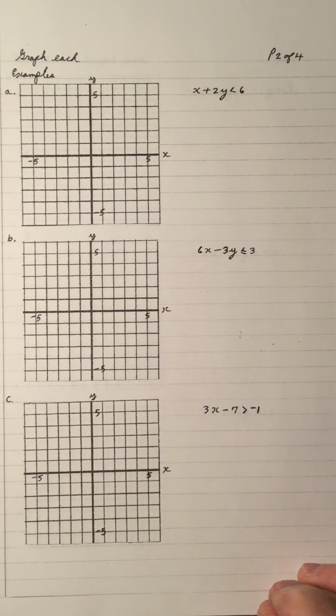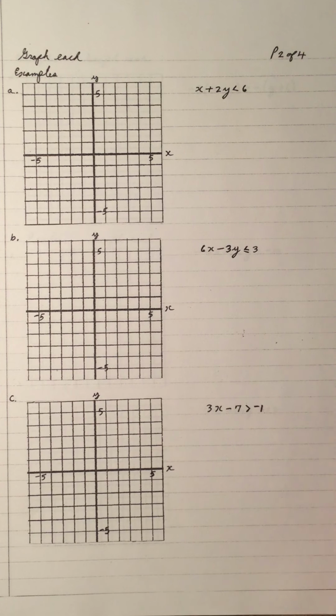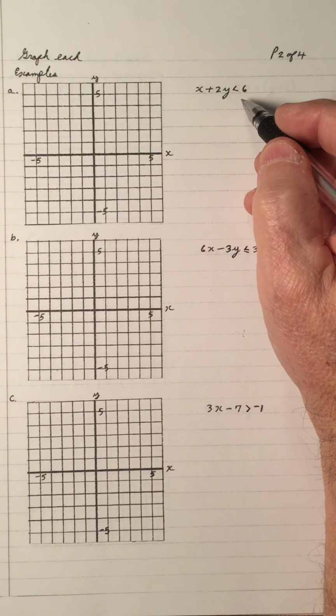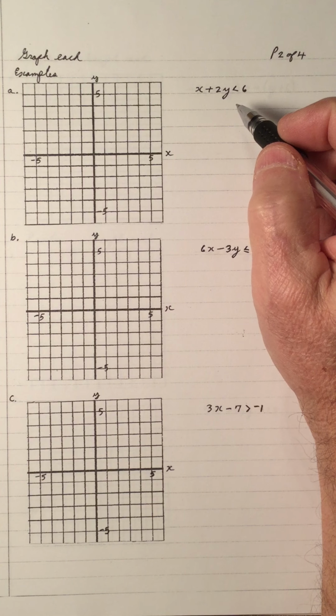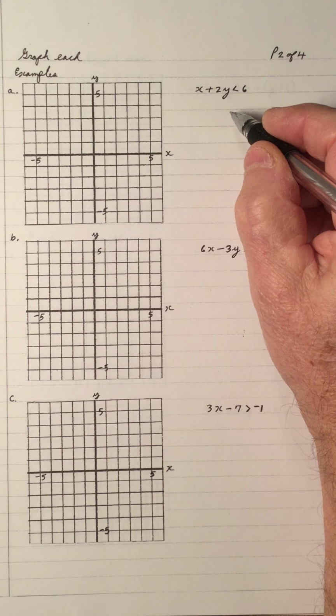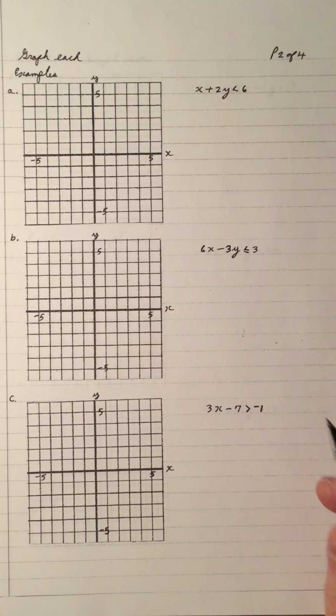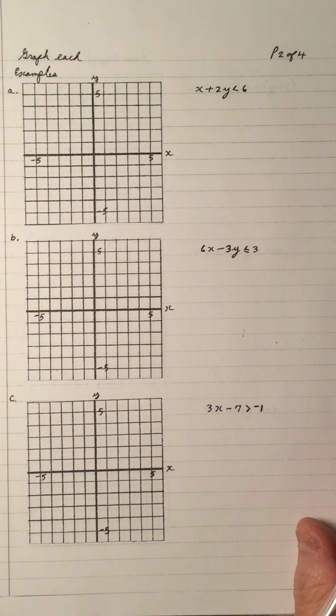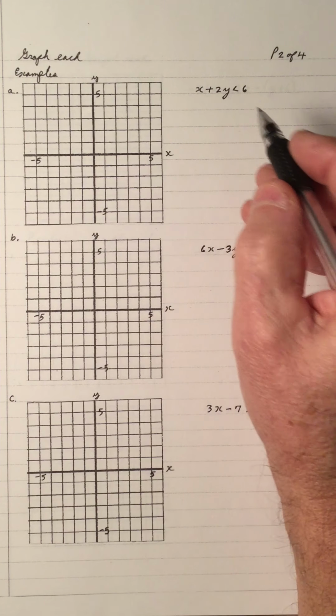In this video, I'm going to graph these inequalities, and before we graph, we have to solve each inequality for y and/or x, whatever variable is in there. If there's a y there, you solve for y. If you have only x's, then you solve for x. So here we go.